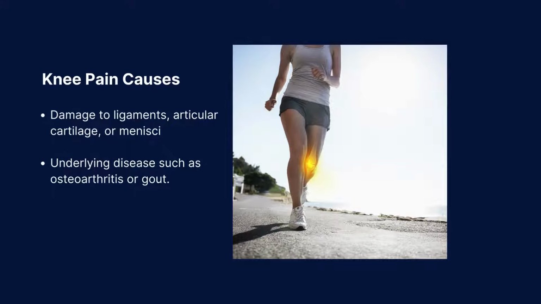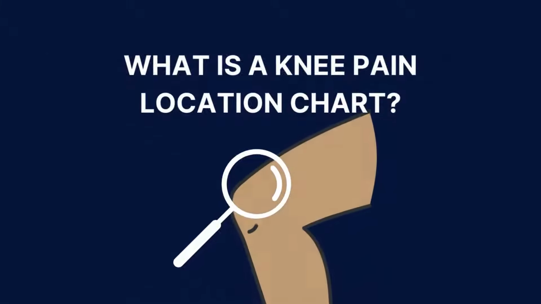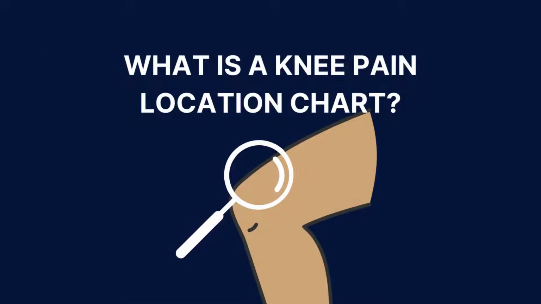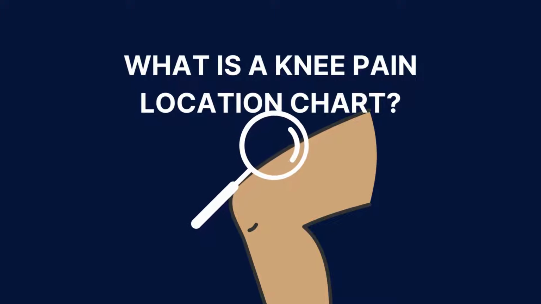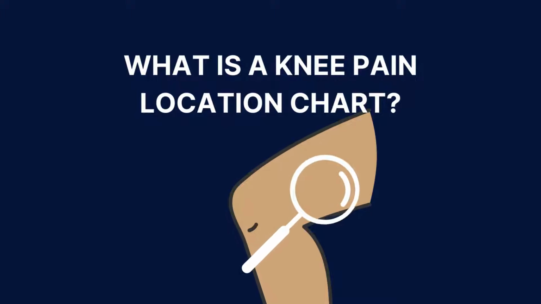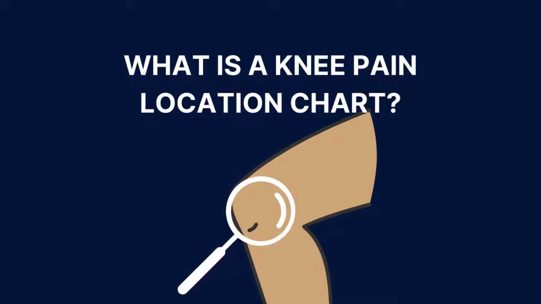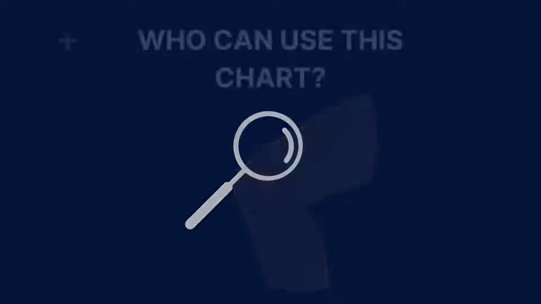Knee pain can have many different causes, such as damage to ligaments, articular cartilage, or menisci, or it could be due to an underlying disease such as osteoarthritis or gout. A knee pain location chart is a visual tool to assist with the localization of a patient's knee pain. This can then help you to narrow down the range of possible diagnoses.